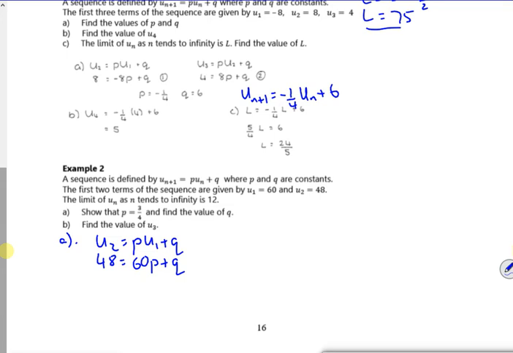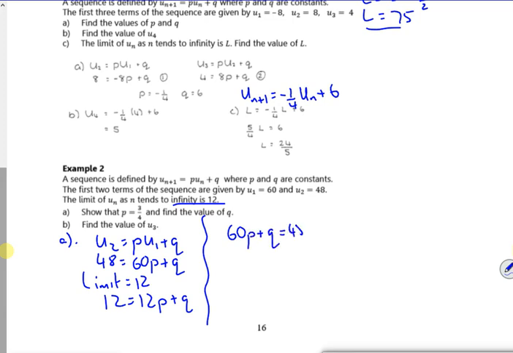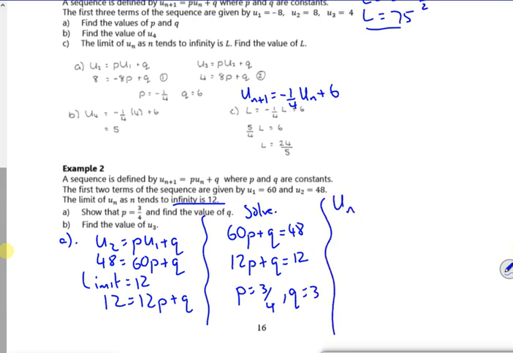So I also know that if I put 12 in, I get 12 out. So I can solve these two simultaneously, can't I? So I've got 60p plus q is 48, and 12p plus q is 12. So that gives me p is 3 quarters and q is 3 if I solve it. So I know that u n plus 1 is 3 quarters of u n plus 3 there.